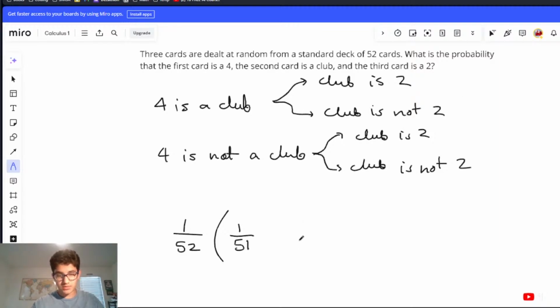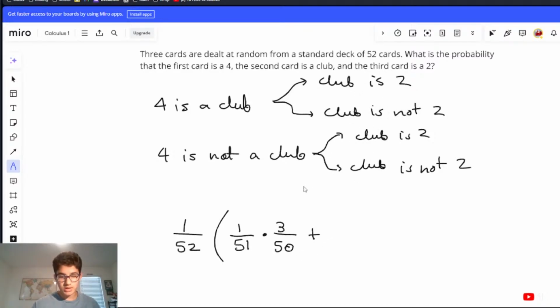Oh, and then we also have to remember that the third card has to be a two. So now there are 50 cards left. How many twos are left? So obviously this one wasn't a two. The club is a two. So there are only going to be three left. So it's 3 out of 50.